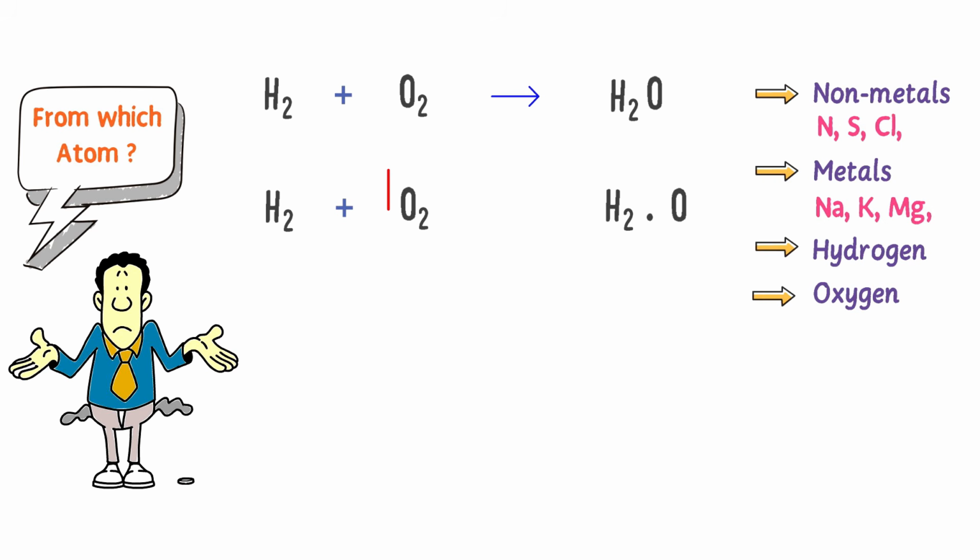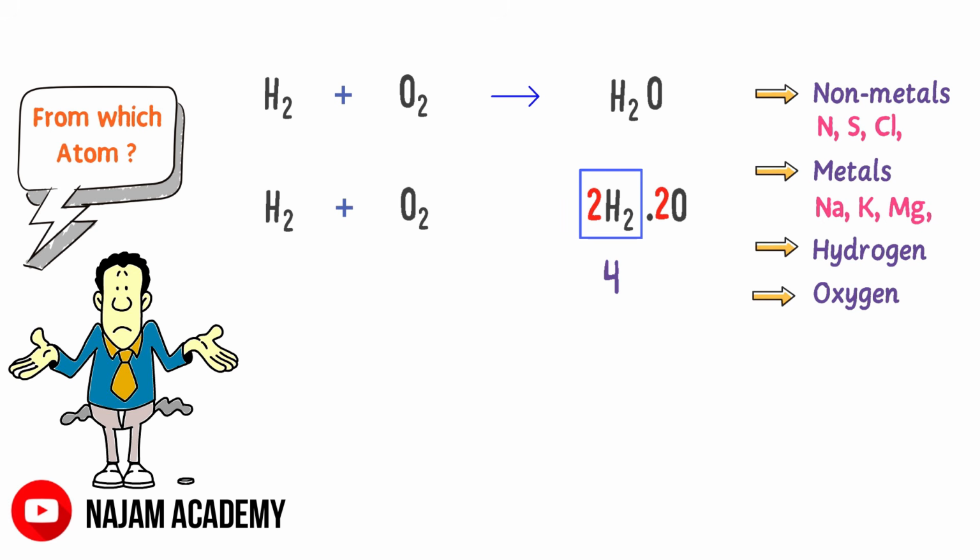The next is oxygen. There are 2 atoms of oxygen present in reactants, while there is 1 atom of oxygen in products. So multiply it by 2. We know that hydrogen and oxygen are present in the same molecule. Multiplying oxygen by 2 means that we also multiply hydrogen by 2. Now in the product, in case of hydrogen, 2 into 2 is equal to 4. So there are 4 hydrogen atoms present.